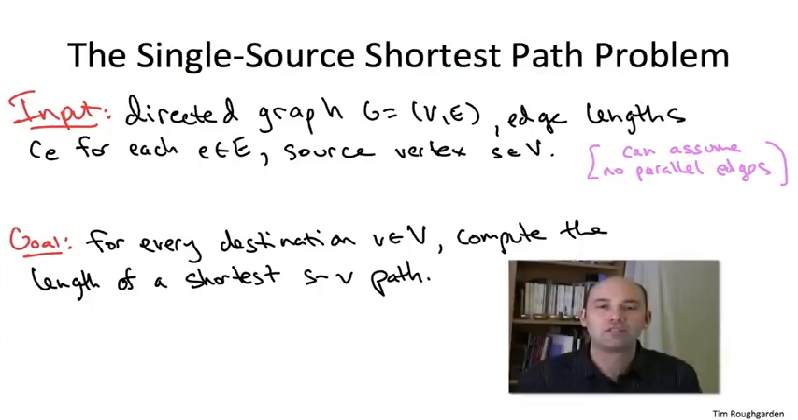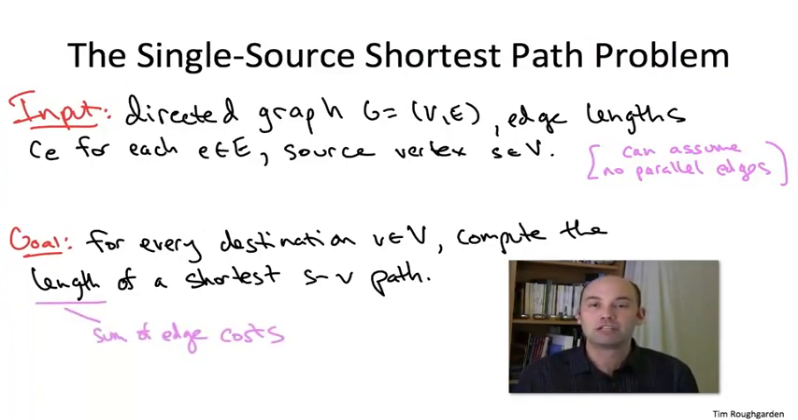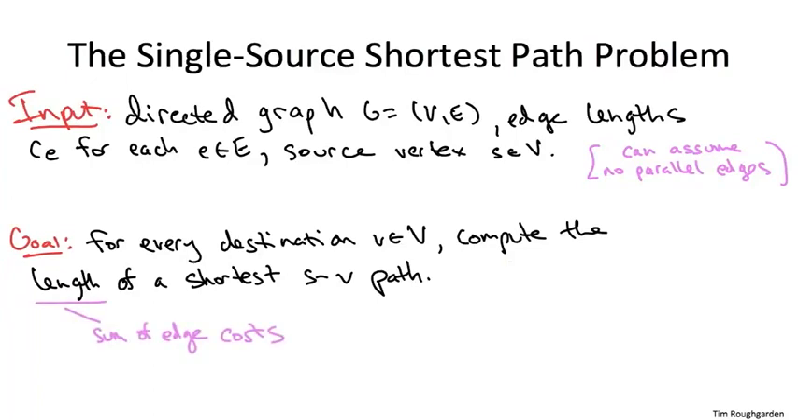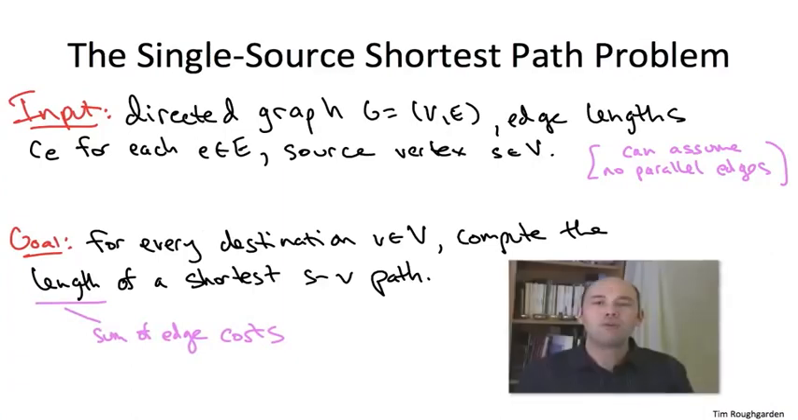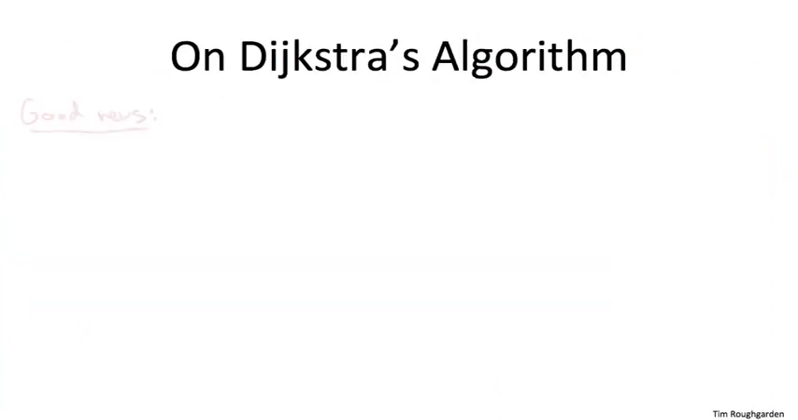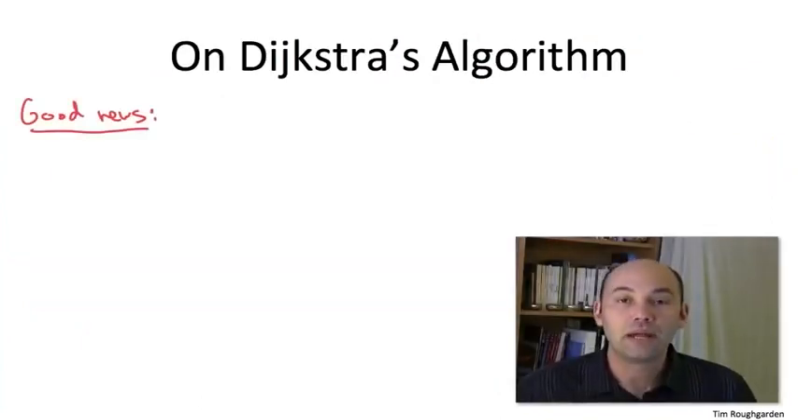For example, if the cost of every edge was 1, then we'd just be talking about the hop count, and that's a problem that's solved using breadth first search. But in general, in the single source shortest path problem, we're interested in edges that have possibly wildly different lengths from each other. So let's now review our existing solution for the problem, Dijkstra's algorithm, review its pros and its cons. So Dijkstra's algorithm is a great algorithm.